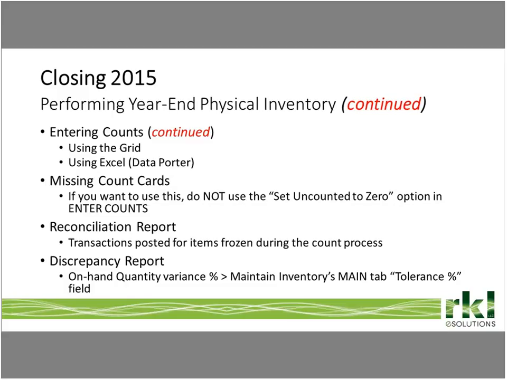There's also a discrepancy report that can come in handy. In maintain inventory, there is a tolerance % field when you're assigning an item to a warehouse. And if you've populated that field with a tolerance %, this discrepancy report will show you the items that you have entered a count for, and the variance between the frozen count and the entered count is equal to or greater than that tolerance % that's defined in maintain inventory. So if you want to set some thresholds to be able to identify large discrepancies, this is the way to do it.